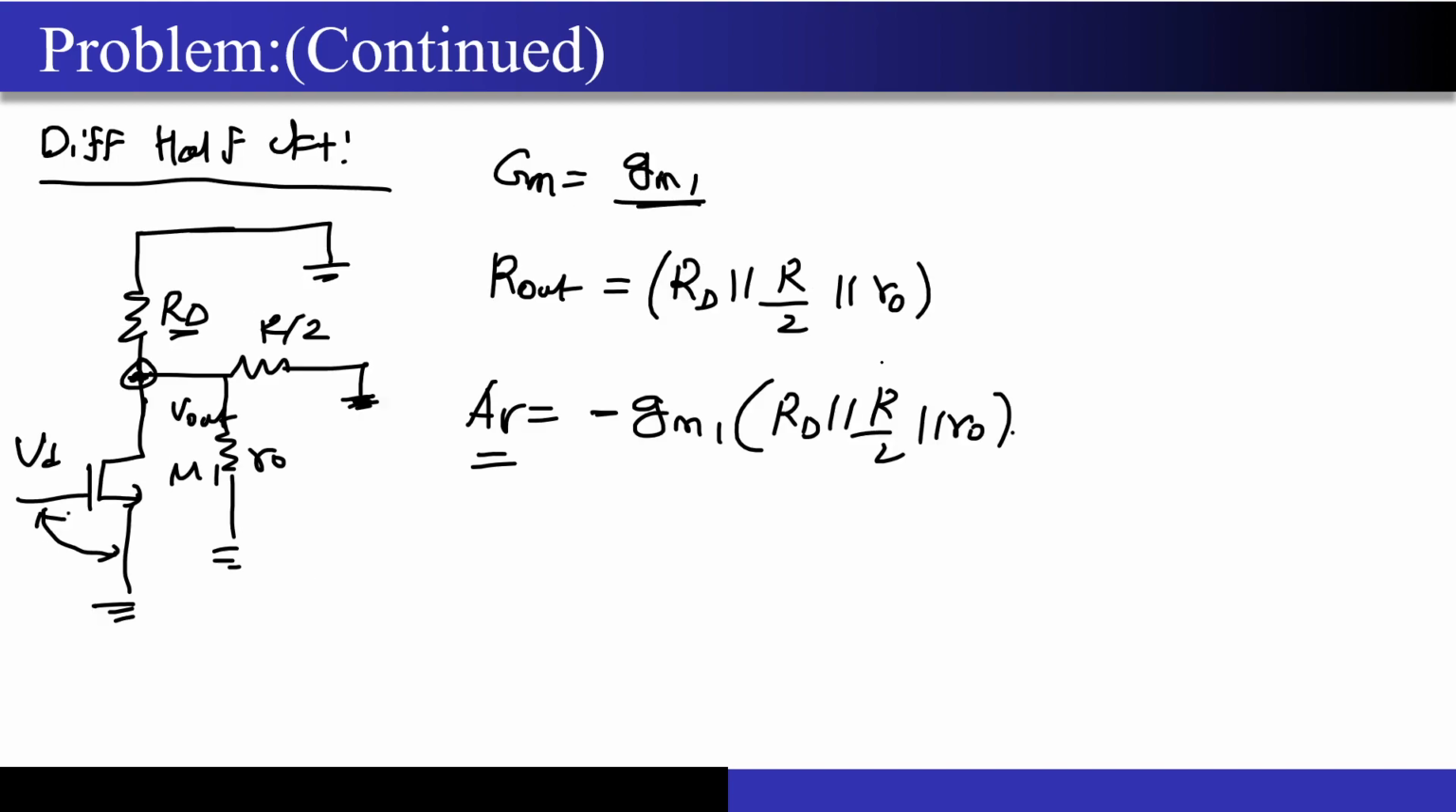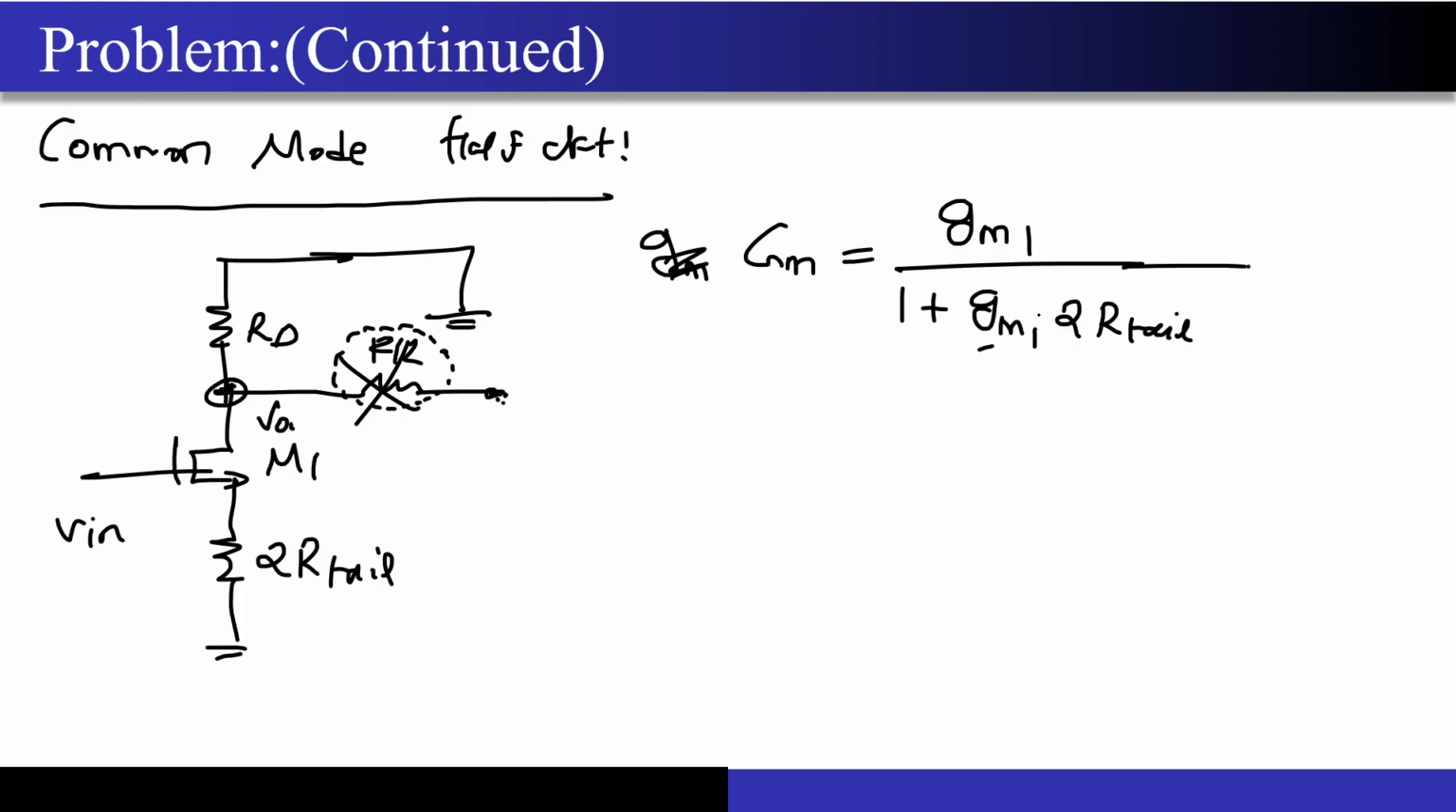Again you can see, compare it with the previous GM. We had a GM1 only. Over here we had GM1 upon 1 plus GM1 times 2 RTL. Remember this is a very huge quantity, correct? So if I try to approximate the GM, since this quantity is very huge compared to the one, I can ignore this one over here. The GM1 will get cancelled and the GM will be what? 1 upon 2 times RTL.